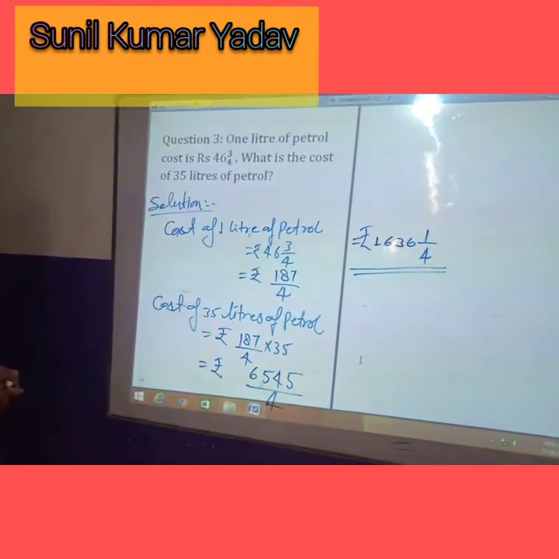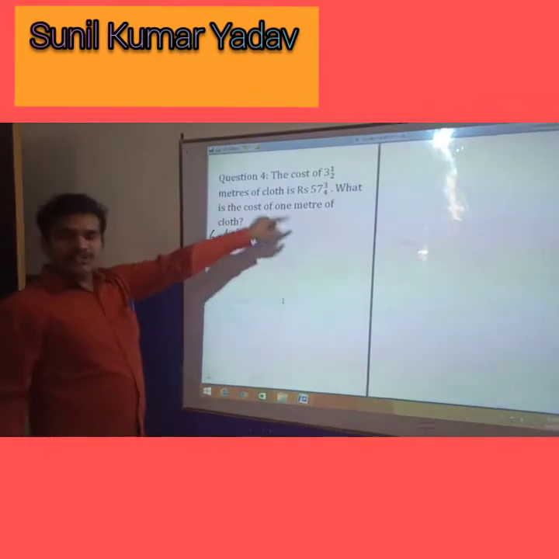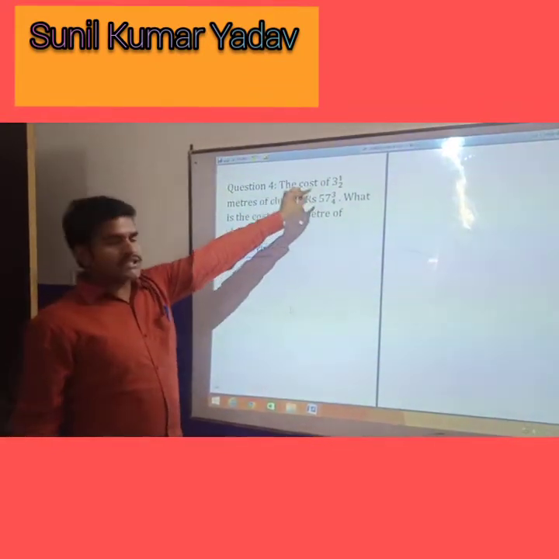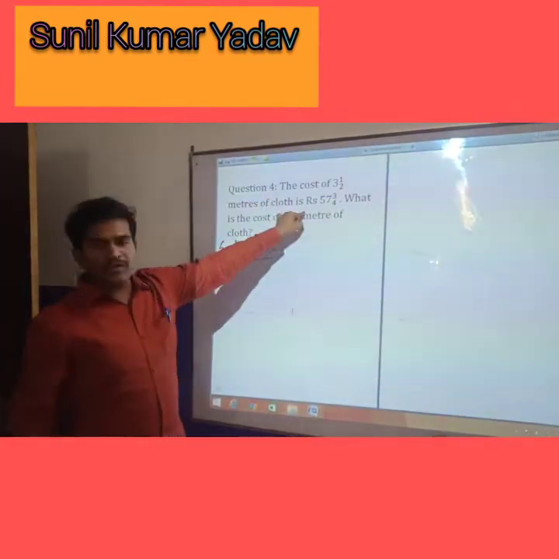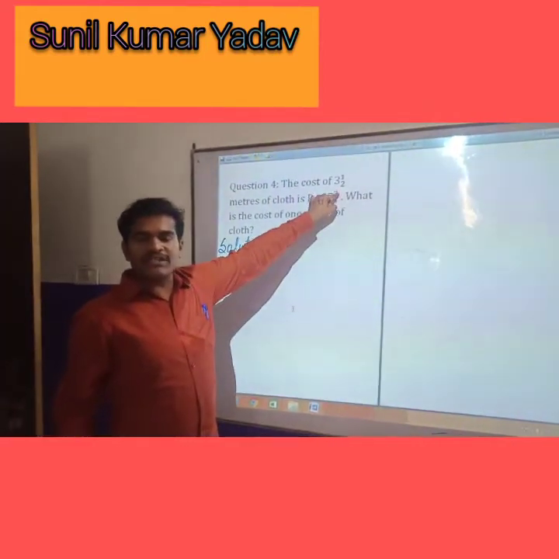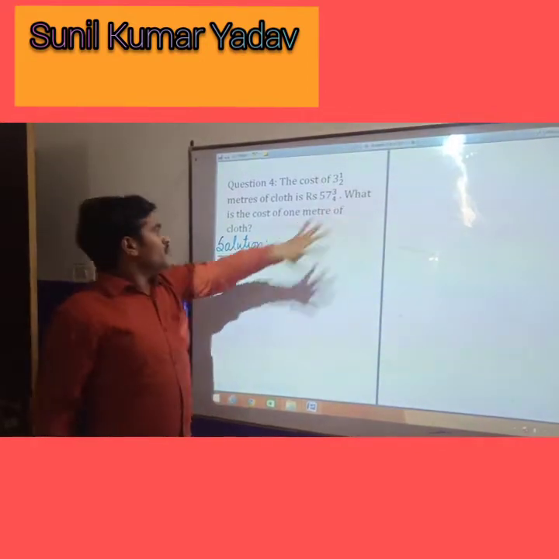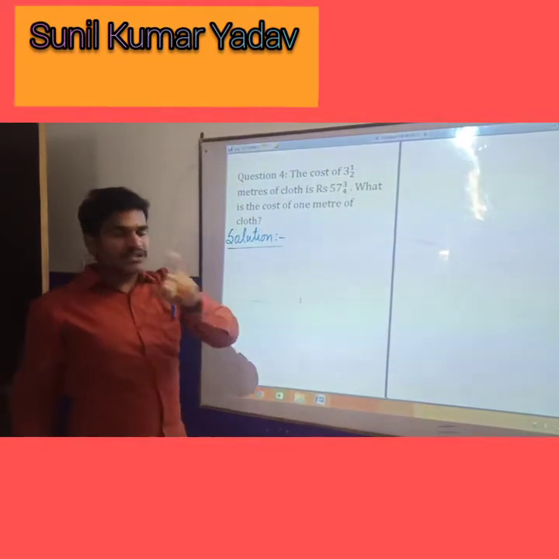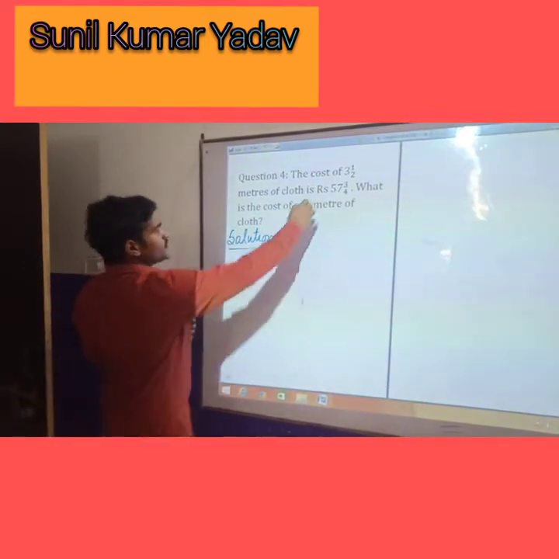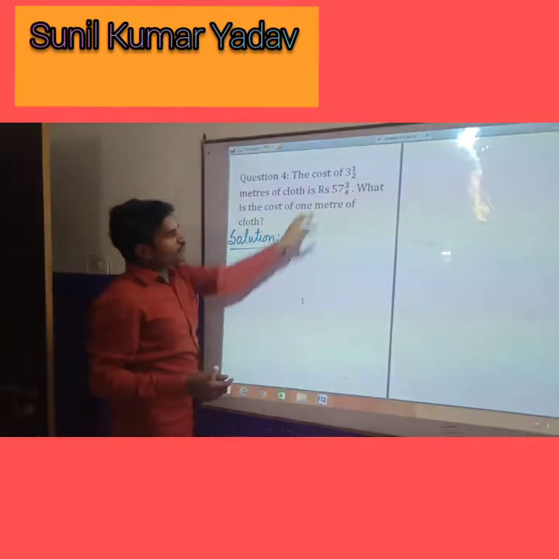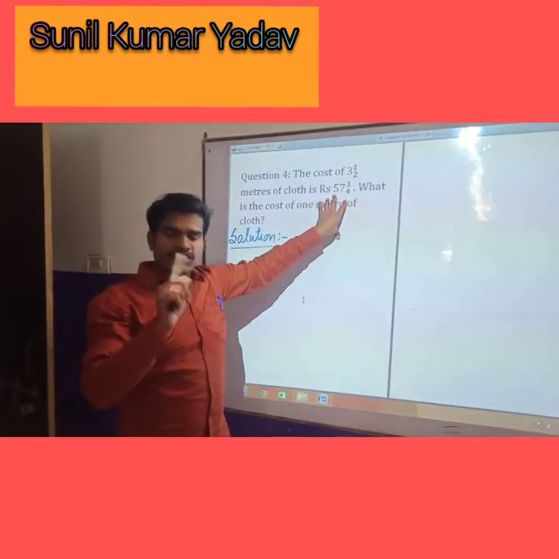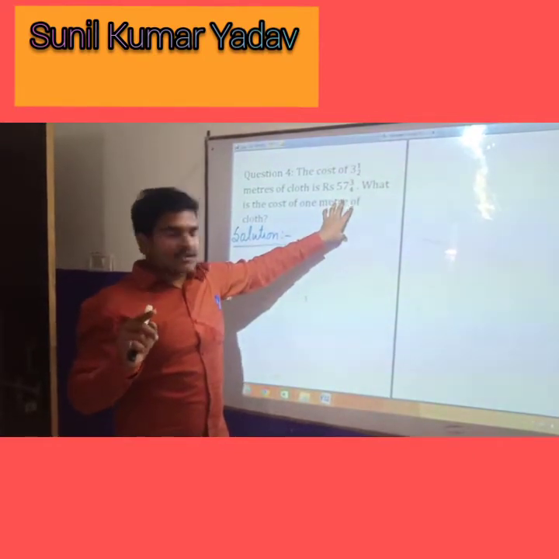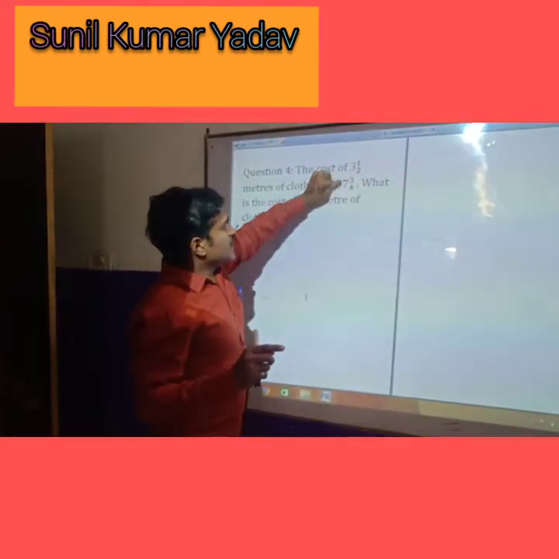Okay. And next question: it is given that the cost of 3 complete 1 upon 2 meters of cloth is rupees 57 complete 3 upon 4. So what is the cost of 1 meter of cloth? We have to find the cost of 1 meter of cloth. It means we will divide this by this.